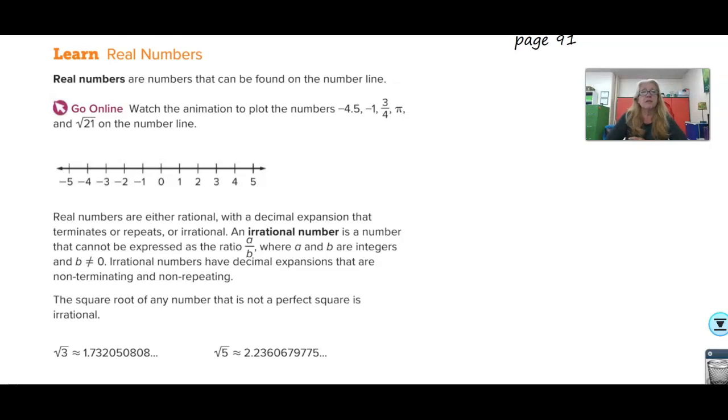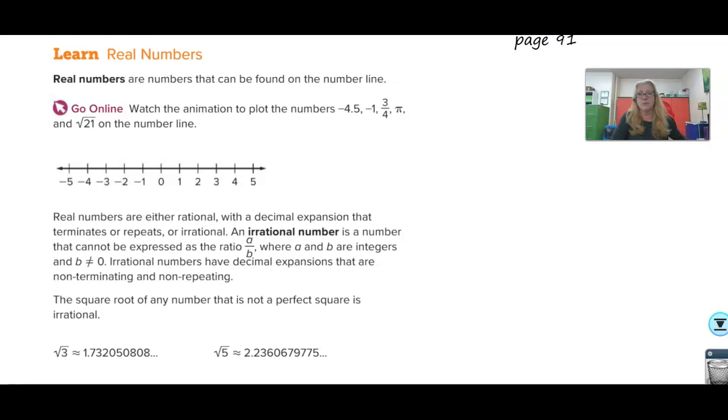Real numbers are numbers that can be found on the number line. I have talked about imaginary numbers before. In the last section, I told you that if there was a negative number underneath the square root sign, that's imaginary. We're going to be talking only about real numbers, okay? Imaginary numbers are not real numbers. These are just the real ones.